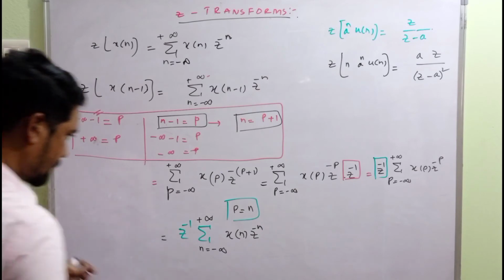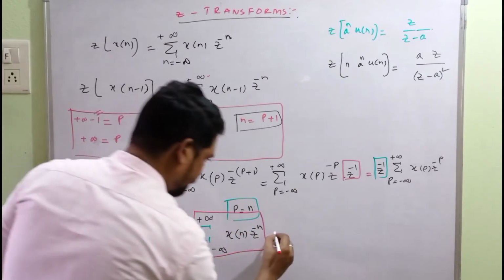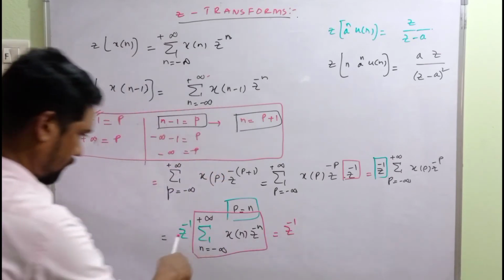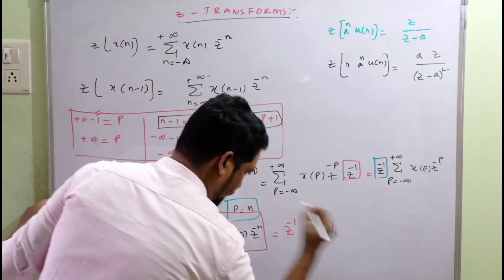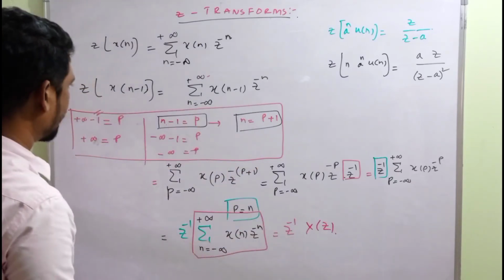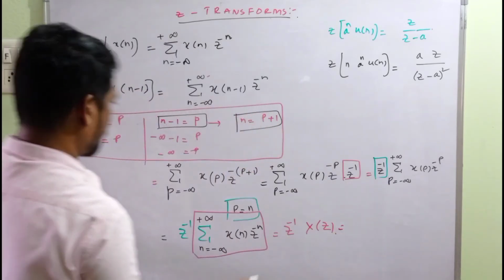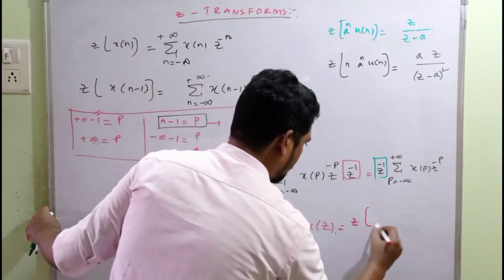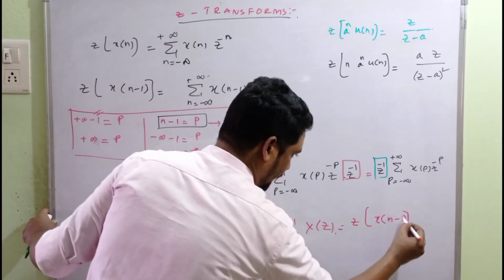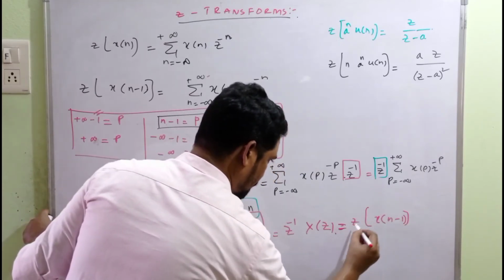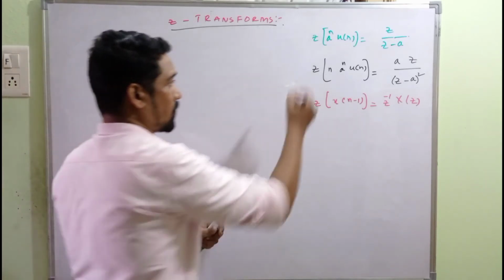Guys, watch carefully, what is this? It's z raised to minus 1, which is out of the summation, times x of z. This is a shifting property. Once again, it's a very important relationship: the z transform of x of n minus 1. So what if we have minus 2? It's z raised to minus 2. Now a numerical, for better understanding, making use of all these important properties.